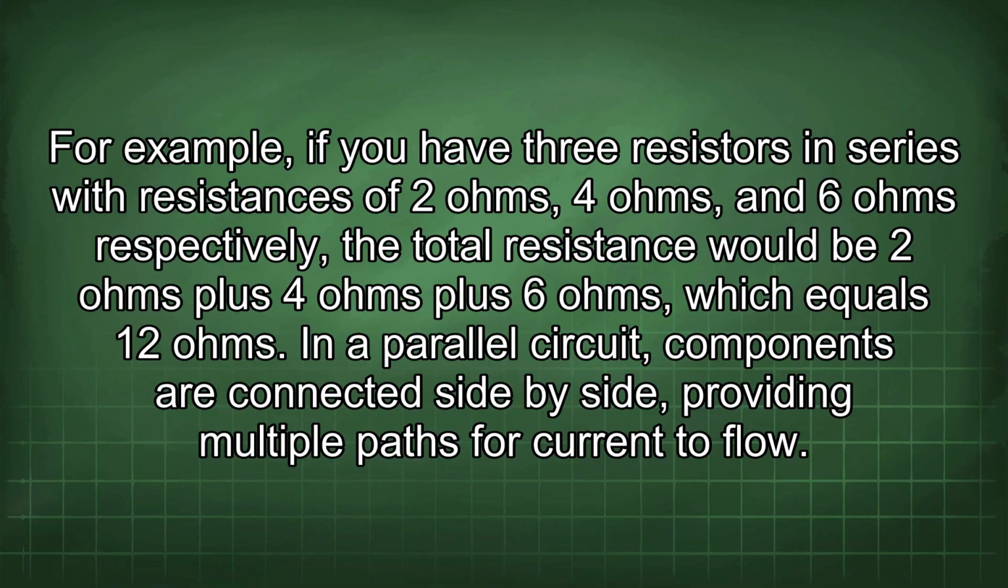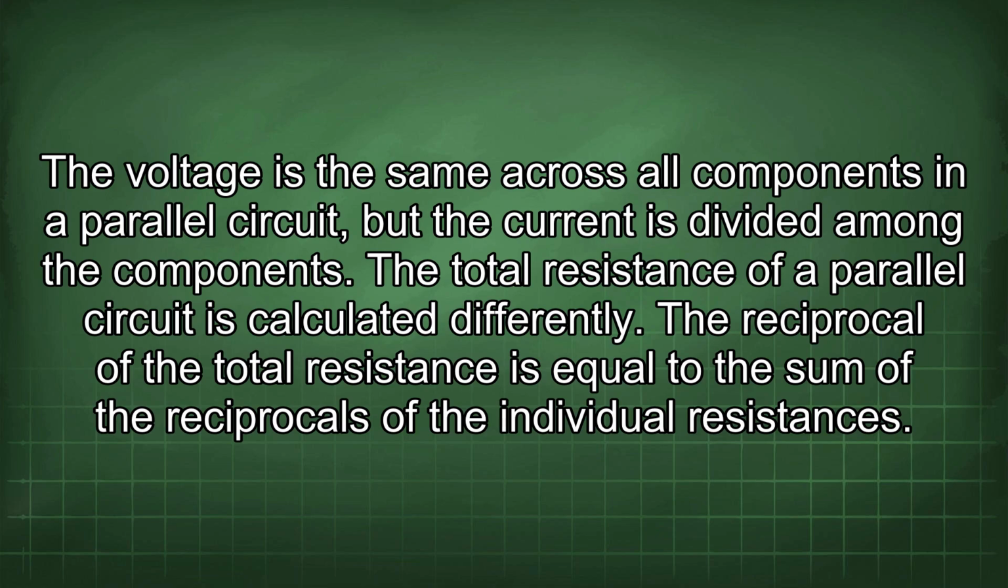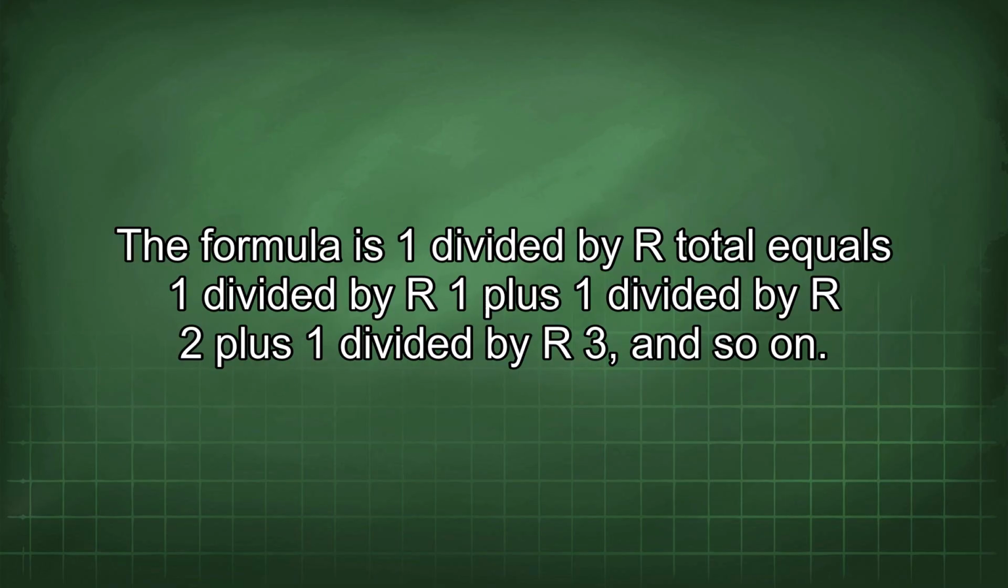In a parallel circuit, components are connected side by side, providing multiple paths for current to flow. The voltage is the same across all components in a parallel circuit, but the current is divided among the components. The total resistance of a parallel circuit is calculated differently. The reciprocal of the total resistance is equal to the sum of the reciprocals of the individual resistances. The formula is 1 divided by R total equals 1 divided by R1 plus 1 divided by R2 plus 1 divided by R3, and so on.